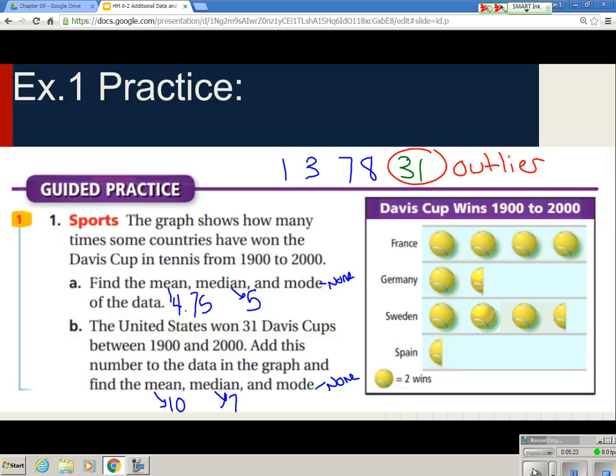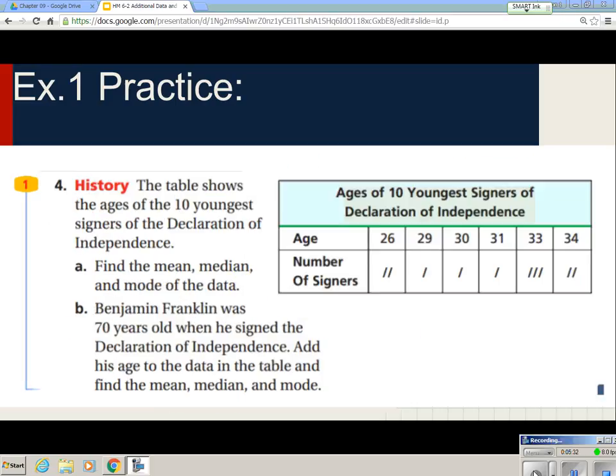When you add an outlier, it can change the number significantly. It's a number that's not close to any of the other ones. So if you got these right, give yourself a pat on the back. All right, so let's go through this one together, actually.